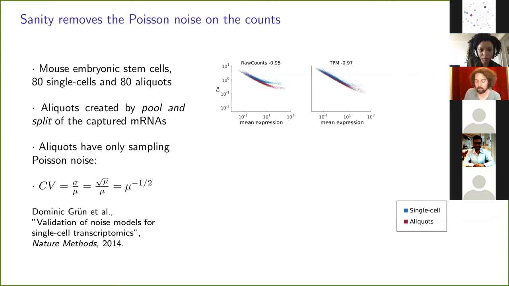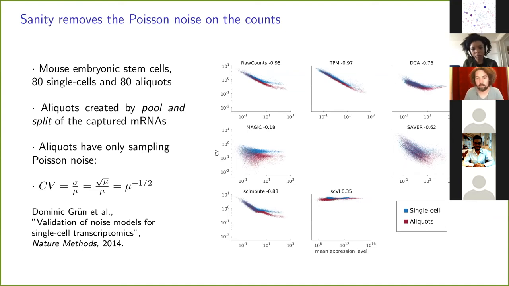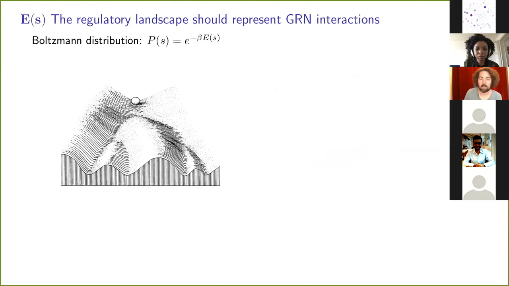Now, as I said, we benchmarked several other normalization methods. Those are the different methods we tested, and they removed this dependence to some extent, but only Sanity, which is here in the middle, almost completely removed that dependence, while at the same time finding the same very low base level of variance for both the single cells and the aliquots, as we would expect.